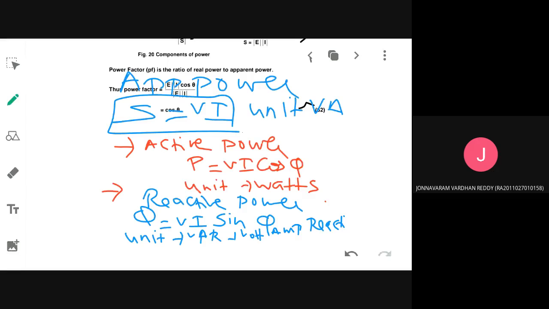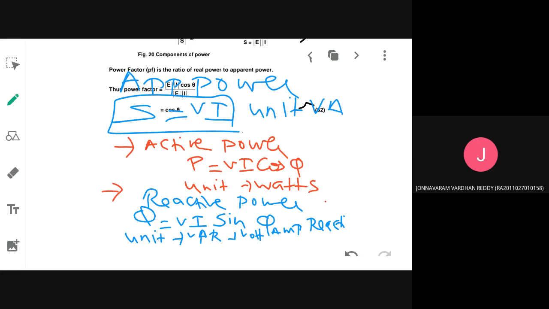One is active power, or true power, or real power. The formula is VI cos theta, or cos phi; generally you represent it as cos phi. The unit is watts. Next one is reactive power. The formula and notation: Q equal to VI sin phi, and the unit is volt ampere reactive. For apparent power, the formula is S equal to VI, and the unit is volt ampere.